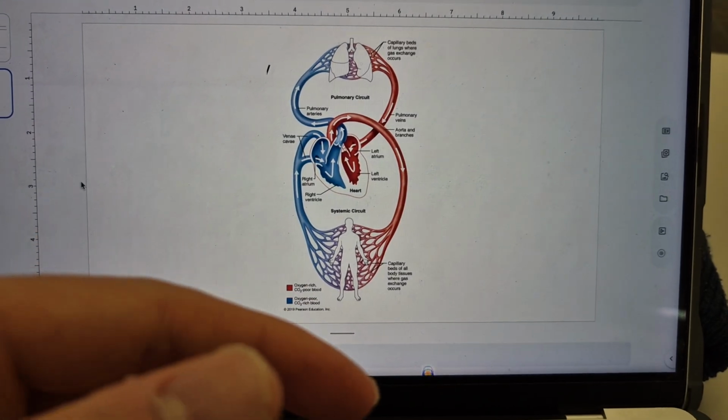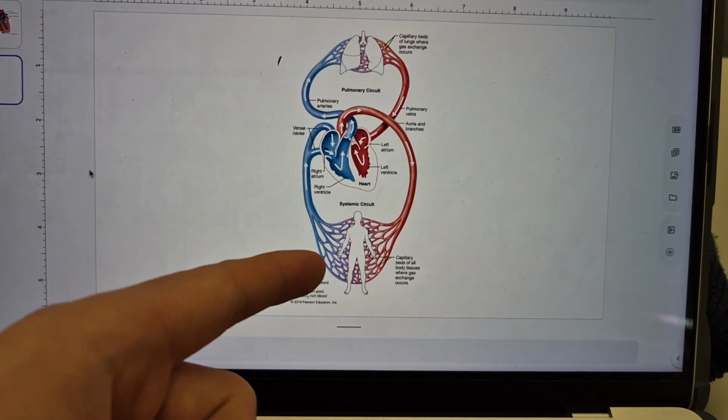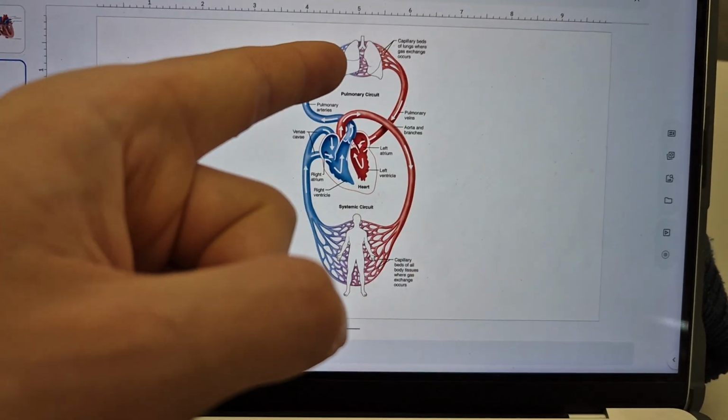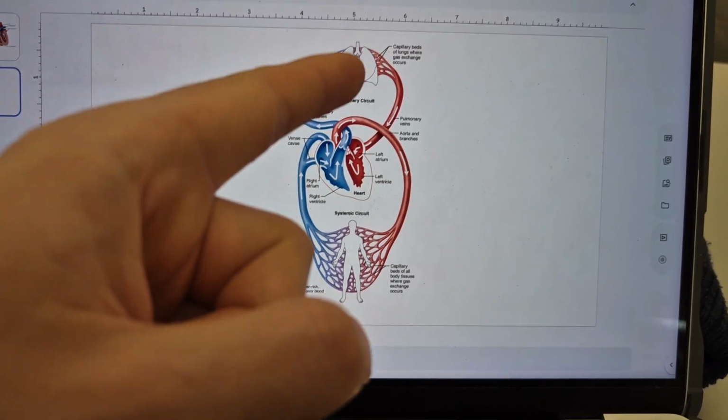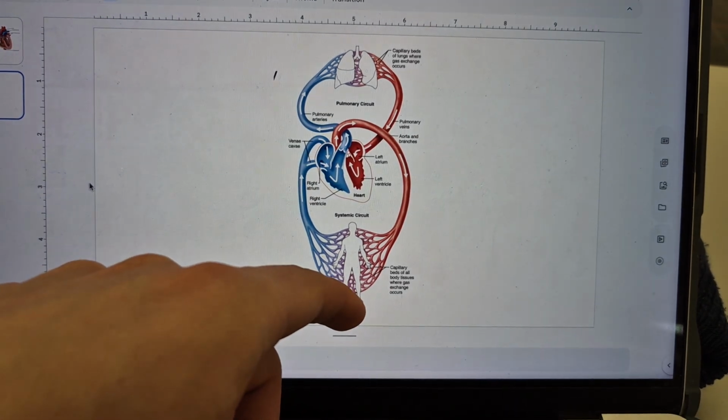Again, the pulmonary circuit's job is to bring deoxygenated blood to the heart, to the lungs, and then the systemic circuit's job is to bring oxygenated blood from the lungs to the heart, to the body.